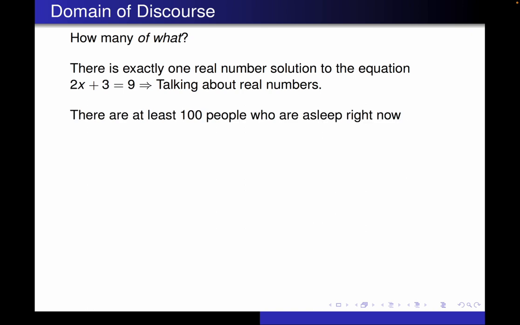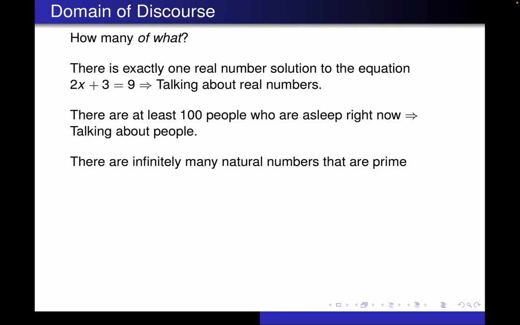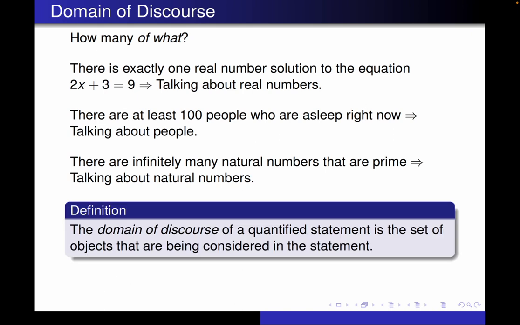Or if we say there are at least 100 people who are asleep right now, yeah, the 100 is important. That's the answer to our question. But we have to make it clear we're talking here about people. And when I say there are infinitely many natural numbers that are prime, we're talking about natural numbers. So we need to make clear what we're talking about. Generally, that is what our domain of discourse is. So the domain of discourse of a quantified statement is the set of objects that are being considered in the statement.